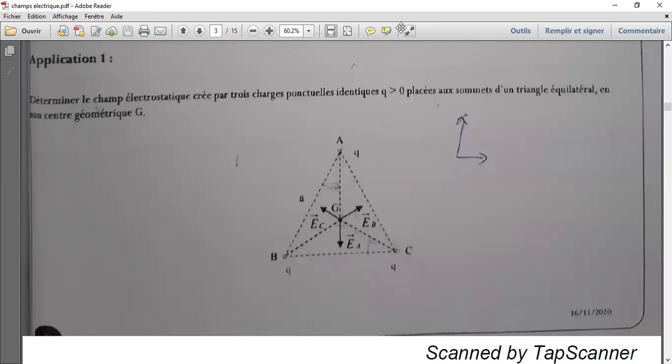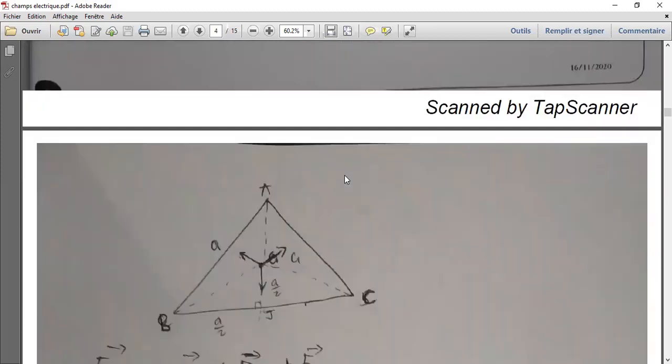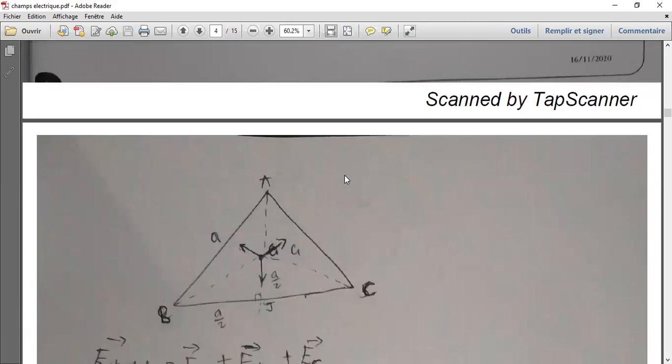I have a question. From what you're saying, can you go to the diagram that you drew? It's like you're saying the distance from B to J and the distance from G to J are the same?